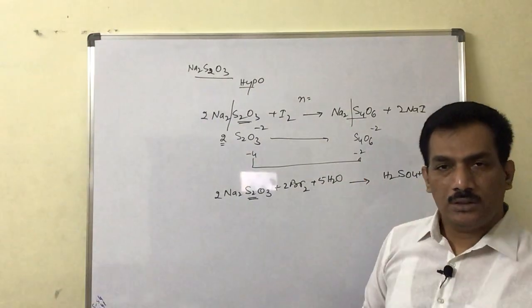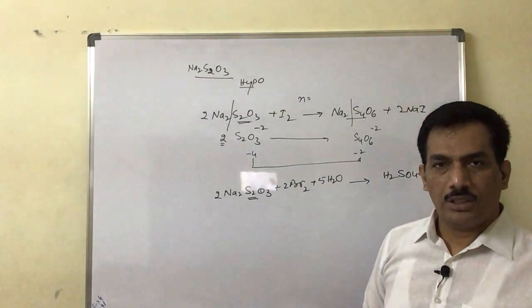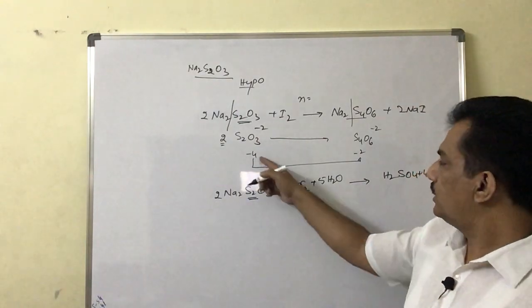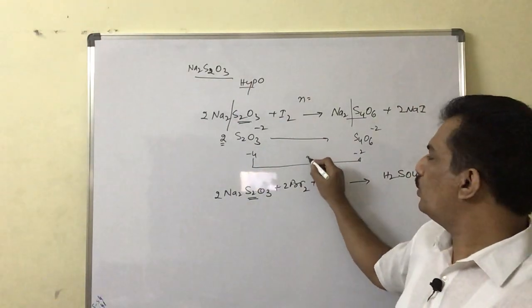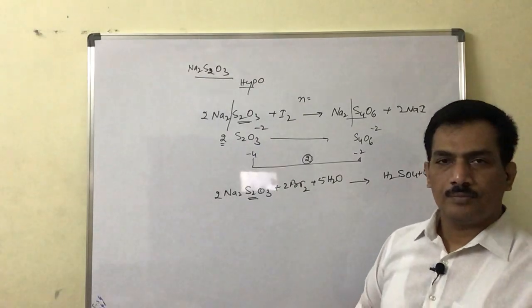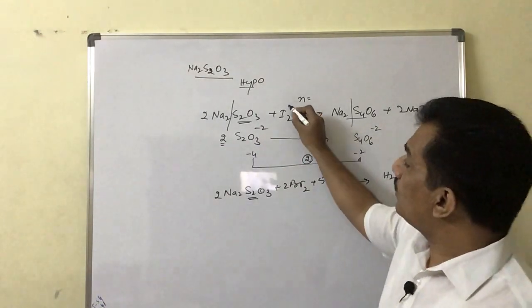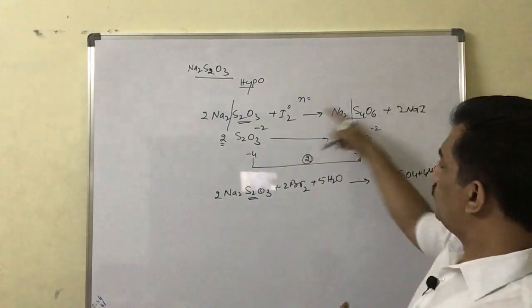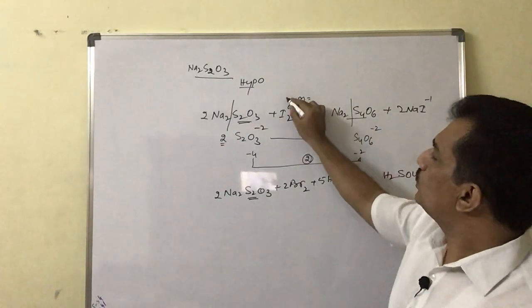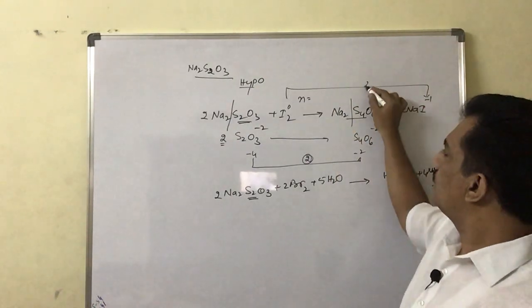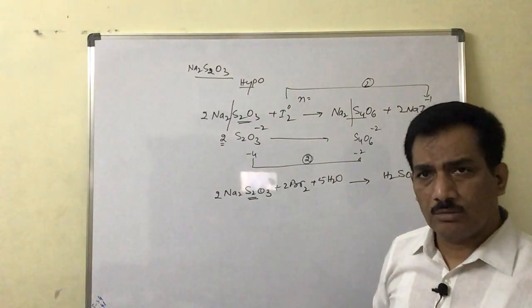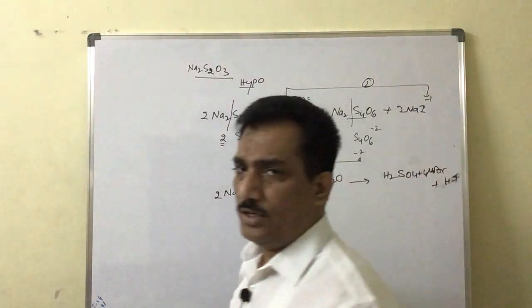Then what is the change in its oxidation state or in its charge? Just -4 to -2 means 2 units change. Or otherwise you can observe here also. Here 0, here -1. So 0 to -1, 2 units change. That is the increase in oxidation state, which is nothing but the decrease in oxidation state, as you already know.